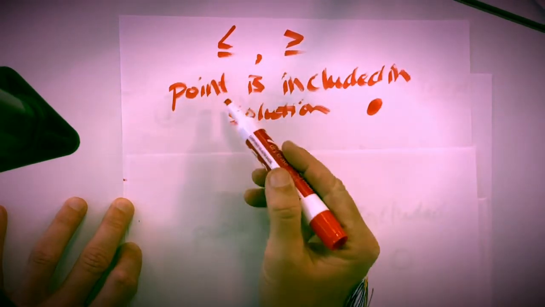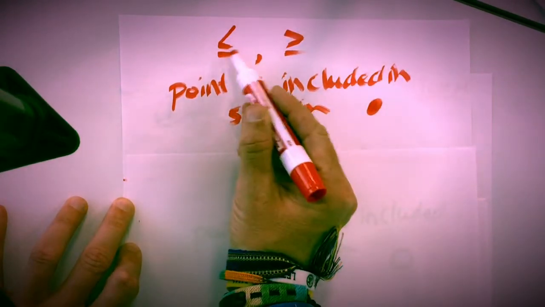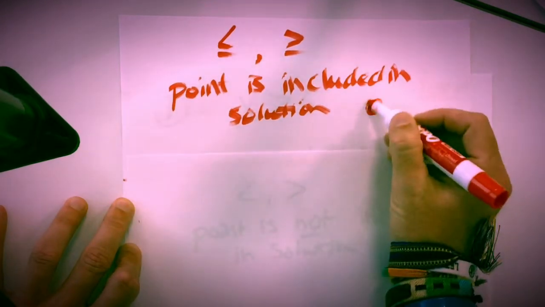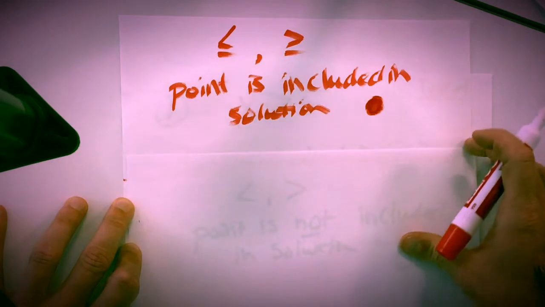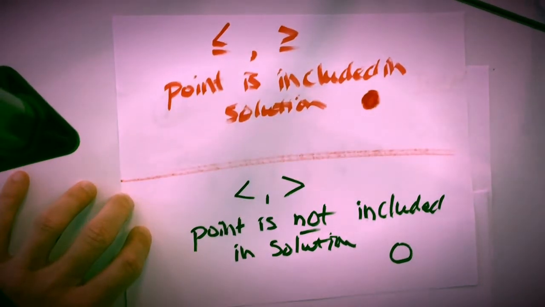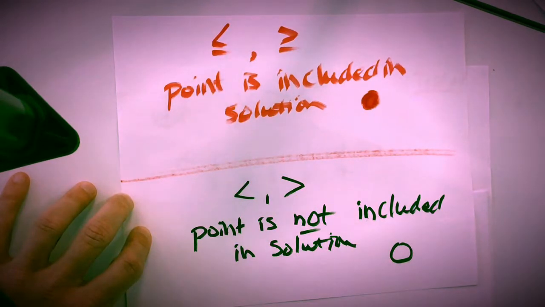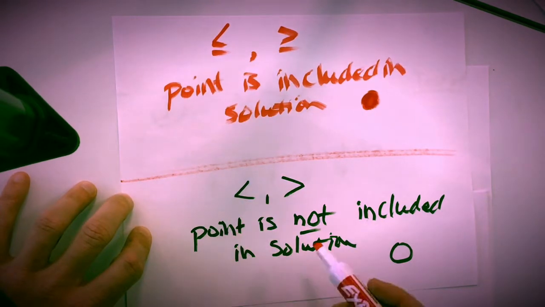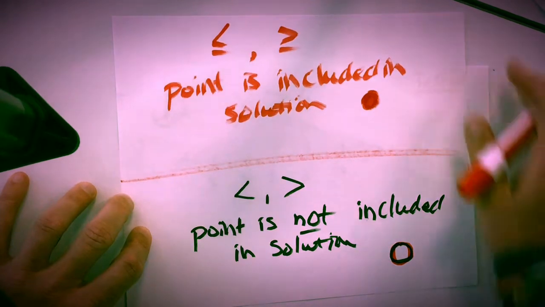Now that we have these, if we have the equal to, that means that the point is included in the solution. If the point's included in the solution, we're going to use a filled in circle on these graphs. If it's not included, then it will not have the equal sign underneath, the partial equal sign, and it's strictly less than or strictly greater than. And this point is not included in the solution, so we just use an open circle to indicate that.